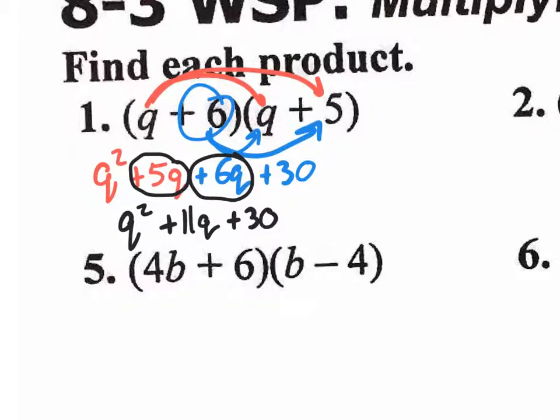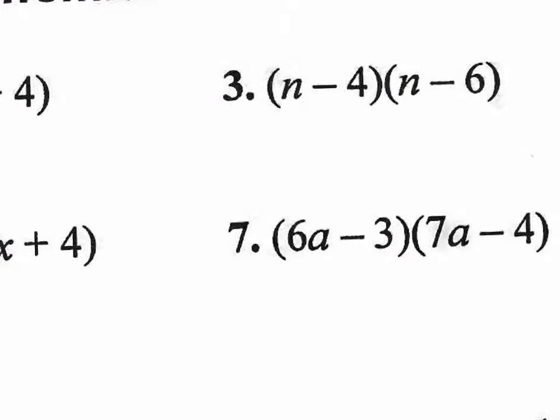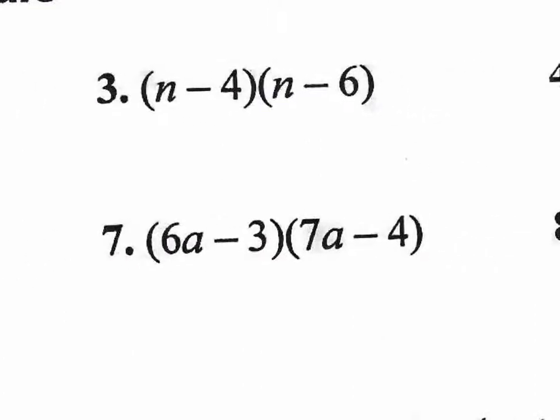Number 3. Again, we're distributing one item at a time. I like drawing arrows because it'll really help you from making mistakes. And I like using different colored pens. I go n times n. That's simply n squared. N times negative 6. That's simply negative 6n. Then I change colored pens.